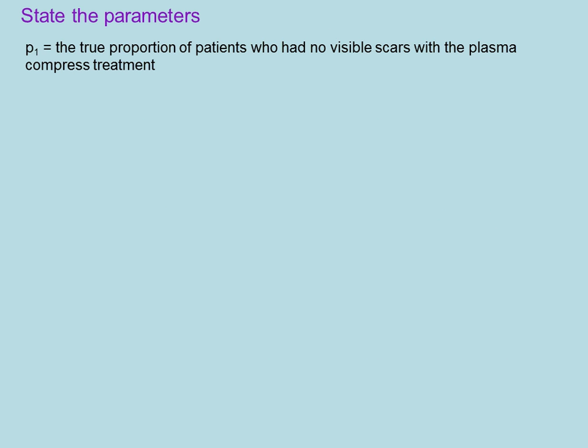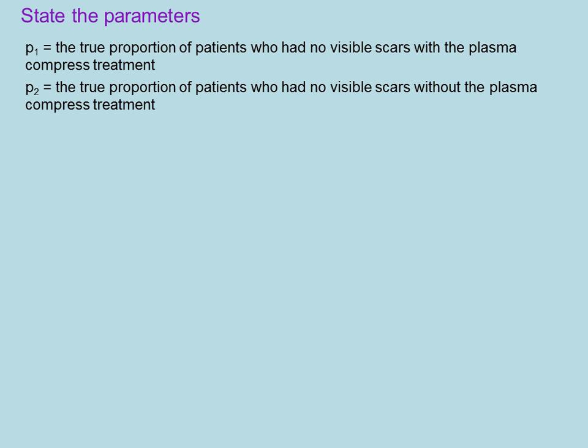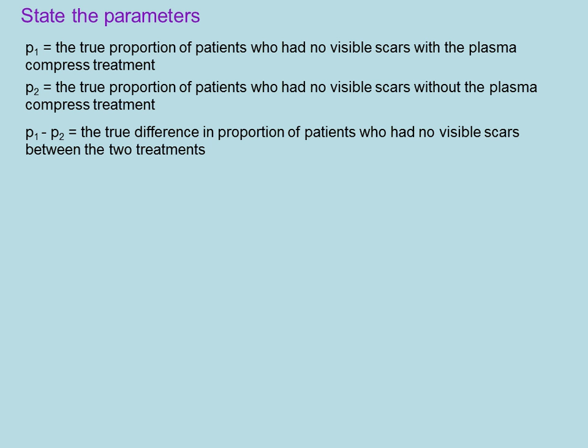State the parameter. P1 is the true proportion of patients who had no visible scars with the plasma compress treatment. P2 is the true proportion of patients who had no visible scars without the plasma compress treatment. So again, remember what the first one was with, and the second was without. That's why we write them that way. The difference, P1 minus P2, is the true difference in proportion of patients who had no visible scars between the two treatments.